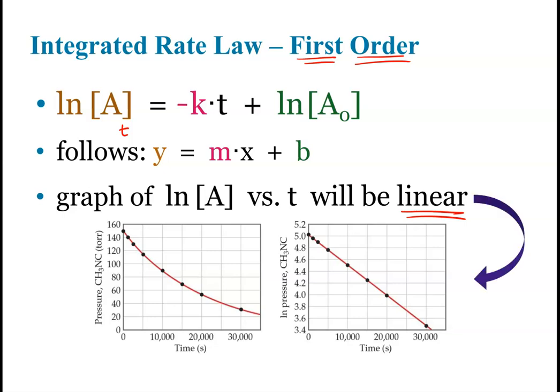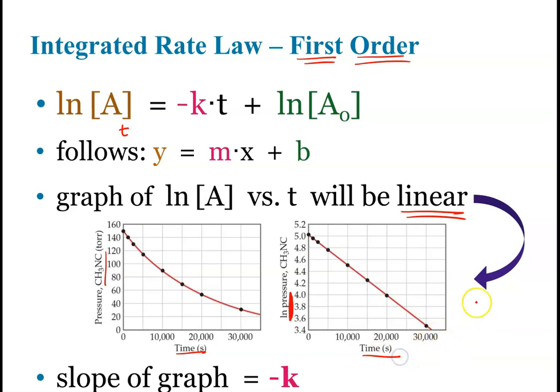So again, even though if you plot the concentration of A versus time, you get the typical curved line that you would see, if you plot the natural log of A versus time, you would get a straight line, and the y-intercept would be the natural log of the initial concentration. Also, if you determine the slope of this graph, you can find the value for the rate law constant.